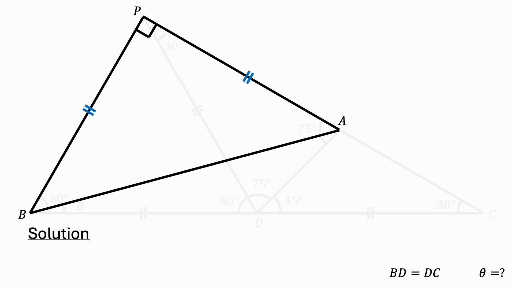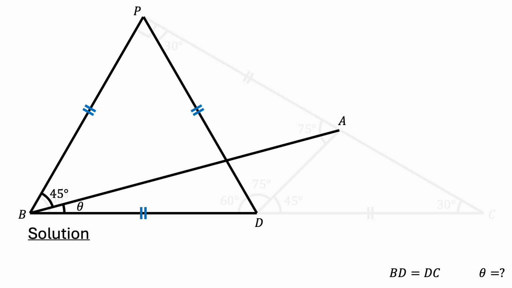Next, consider right triangle APB. Since BP equals AP, triangle APB is isosceles. Thus, angle PBA equals (180 degrees minus 90 degrees) divided by 2, which equals 45 degrees.